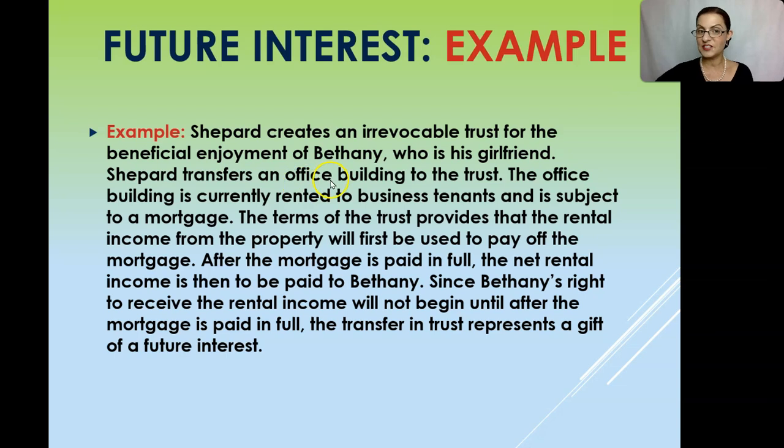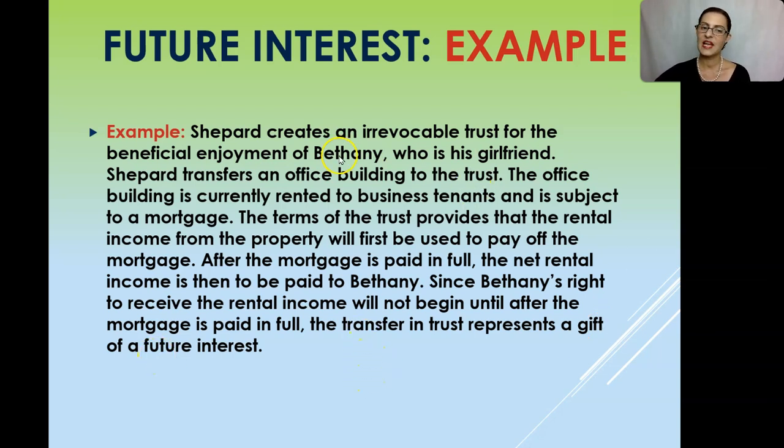Shepard transfers an office building to the trust. So he creates a trust and he transfers an office building to the trust. The office building is currently rented to business tenants and is subject to a mortgage. The terms of the trust provide that the rental income from the property will first be used to pay off the mortgage. After the mortgage is paid in full, the net rental income will then be paid to Bethany. Since Bethany's right to receive the rental income will not begin until after the mortgage is paid in full, the transfer in trust represents a gift of a future interest.